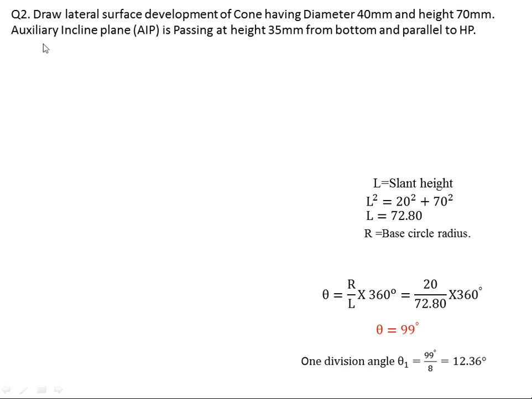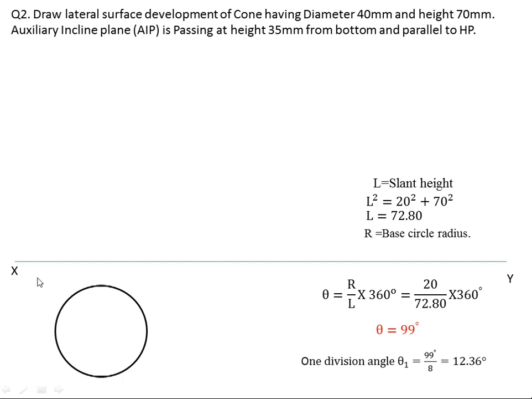Now question 2. Draw the lateral surface development of a cone having diameter 40 mm and height 70 mm, with an auxiliary inclined plane at a height of 35 mm from the bottom and parallel to HP. So here, first we have to draw the cone front view and top view.